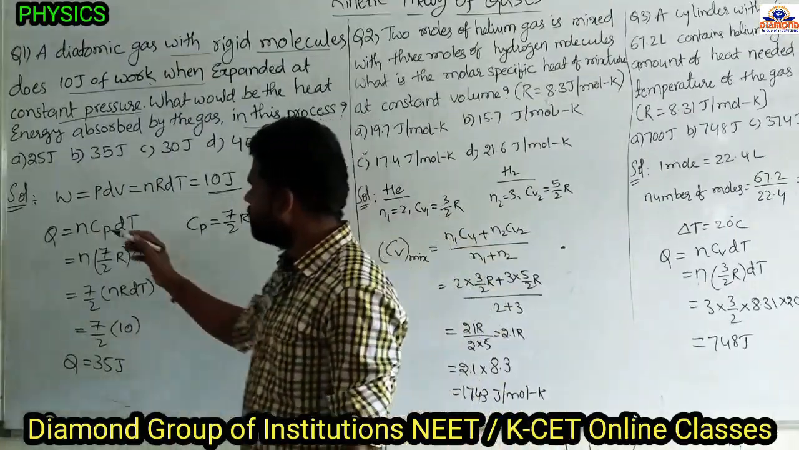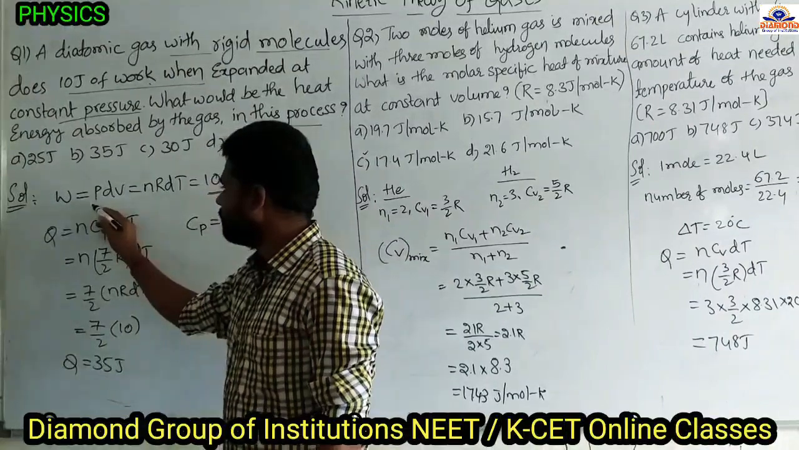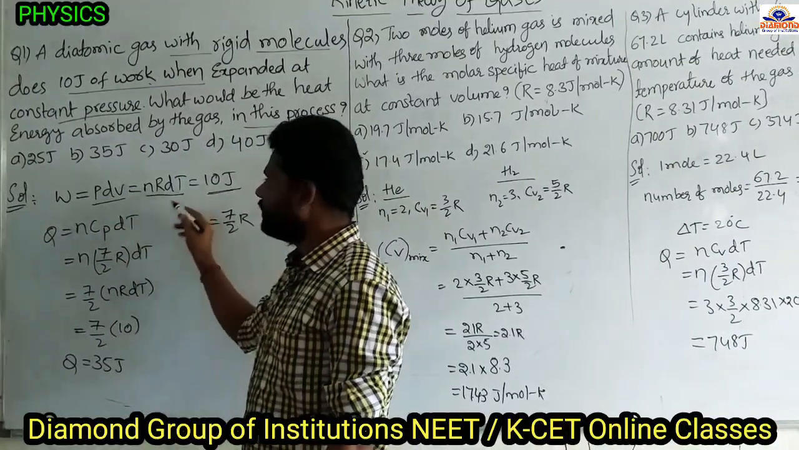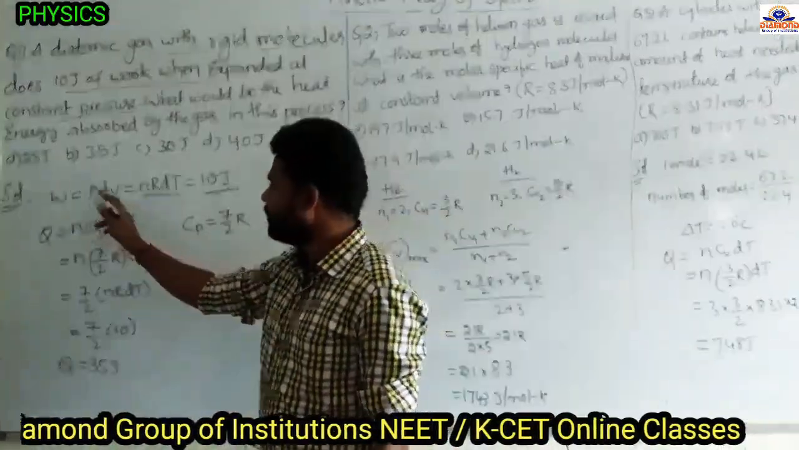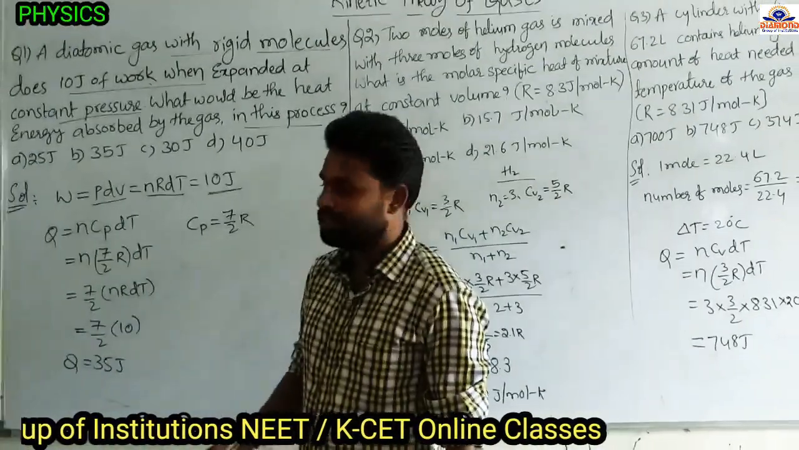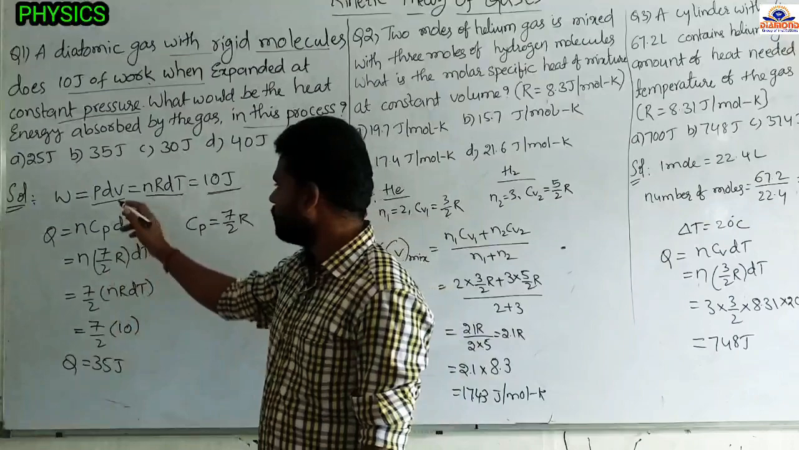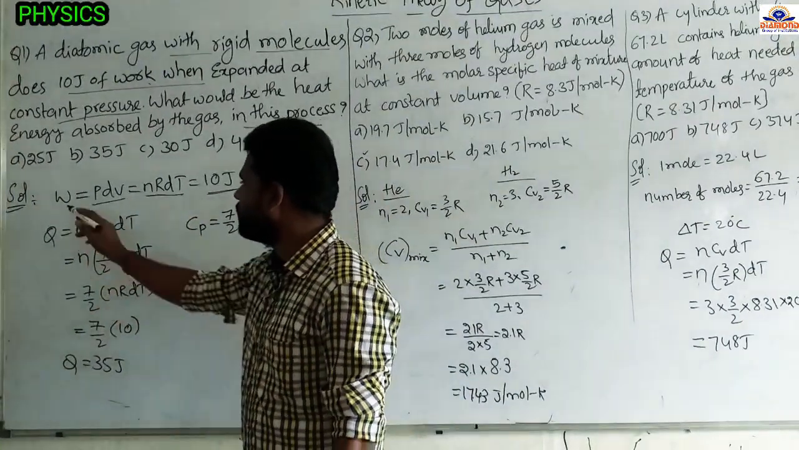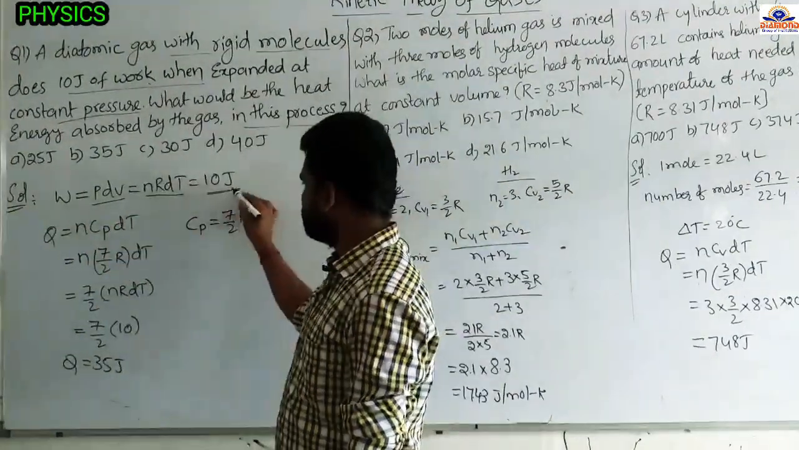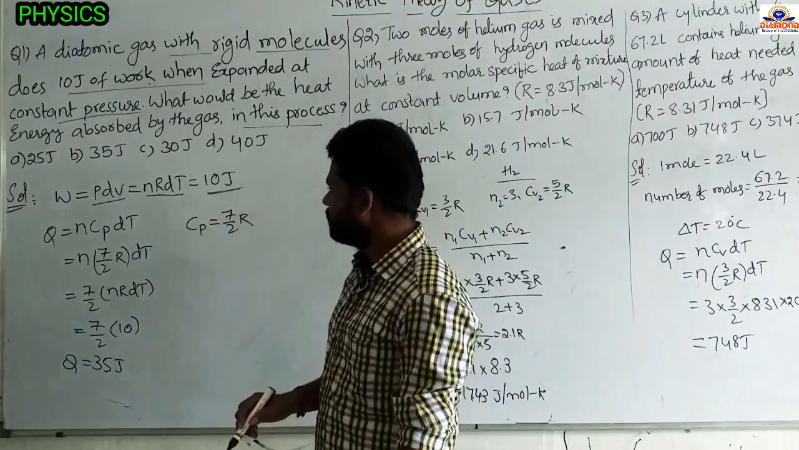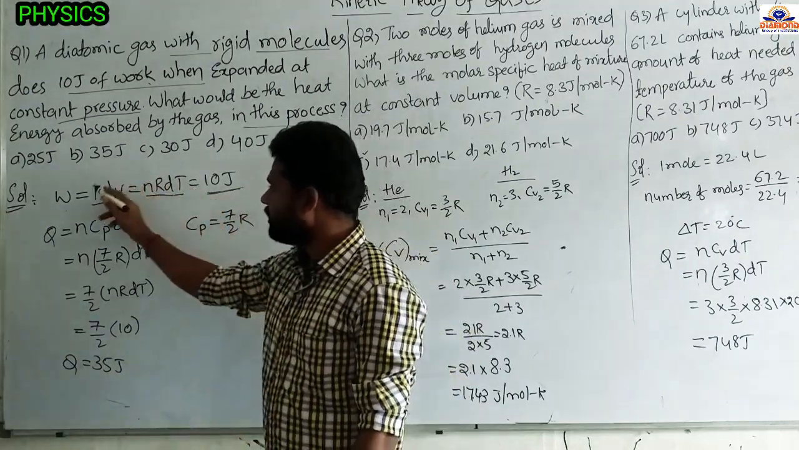Now the formula. Work done formula is P dV or nR dT. From the ideal gas equation, PV equals nRT, so PdV equals nR dT. So work done by the gas equals 10 joules. I am writing the formulas also.